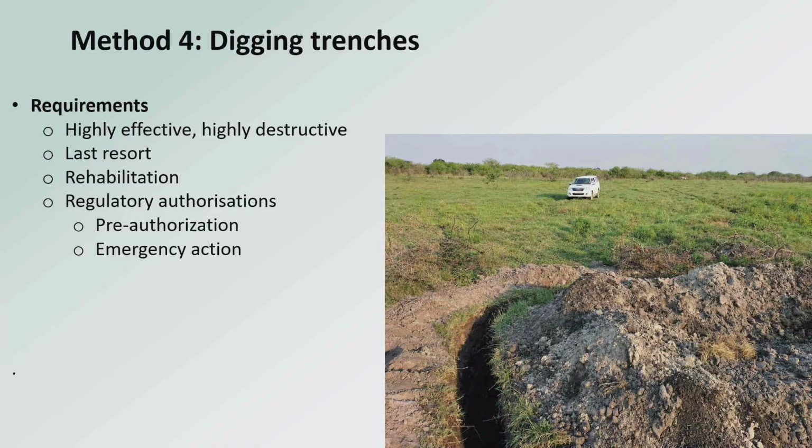The problem is that, firstly, you dig a trench in a peatland, but secondly, you essentially lose everything on one side of the trench. So it's a matter of cutting off a part of the peatland for the fire to then be isolated and burn itself out. It does require extensive rehabilitation, which we explain, and in South Africa it requires regulatory authorization. There are two means of that here: pre-authorization or as an emergency action.